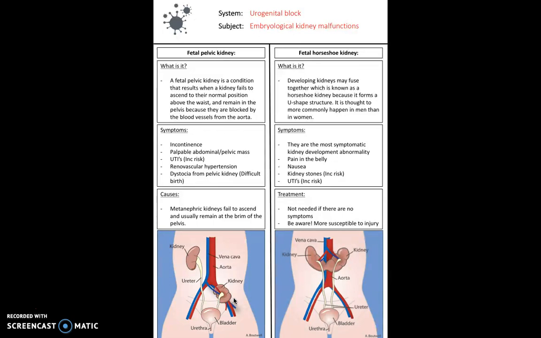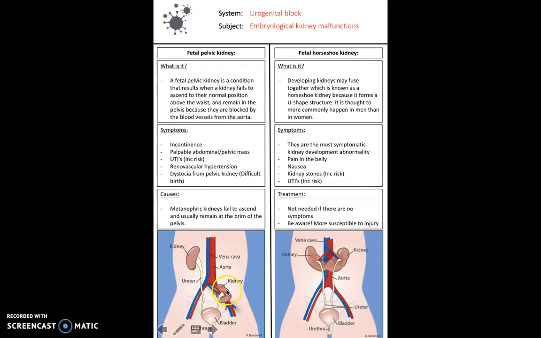Moving on, we looked at embryological kidney malfunctions. Now these were only touched on, however they're quite self-explanatory and they were looked at in some detail last year as well. So a fetal pelvic kidney is a condition that results when a kidney fails to ascend to its normal position above the waist, and it remains in the pelvis due to being blocked by blood vessels from the aorta. Essentially, these two diagrams at the bottom elegantly display the two types of kidney malfunction that we need to know about.